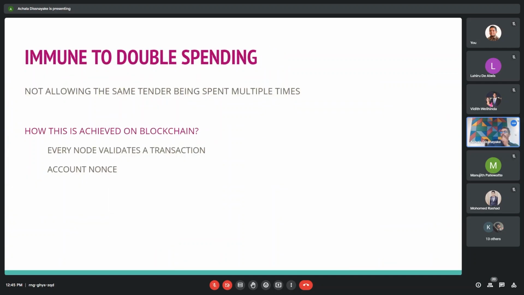So double spending is not allowing the same tender to be spent multiple times. This does not really happen with physical money transactions, but it can happen when it comes to cash systems or digital currency. This can happen because it's just a database. If you do not handle the complexities well, maybe race conditions, things can happen. So maybe the same amount of money can be spent for multiple things, but that has to be stopped.